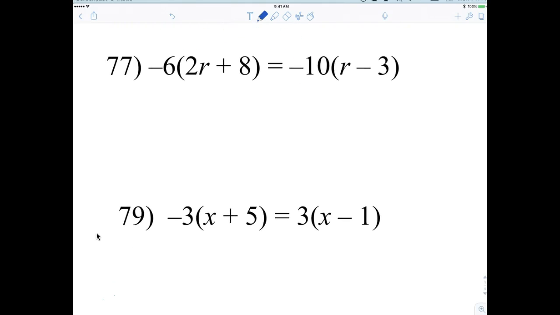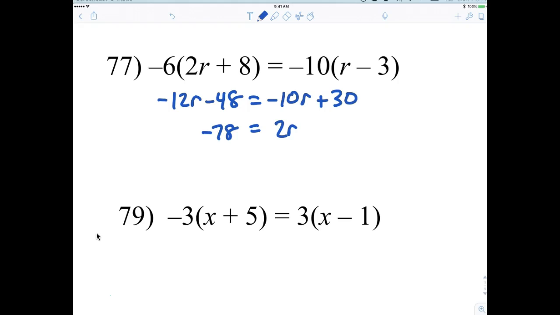Now we're distributing a negative 6, right? I'm going to give you a second to do that. Distribute the negative 6 and distribute the negative 10. Let's see if you get it right. So far, so good? Everybody happy with that? Oh, I didn't put 48, but I understand. Anybody else agree with that?